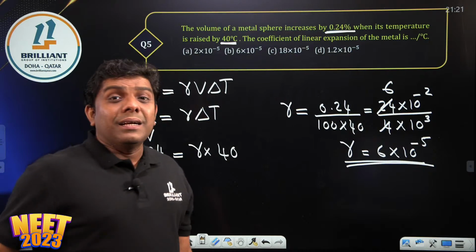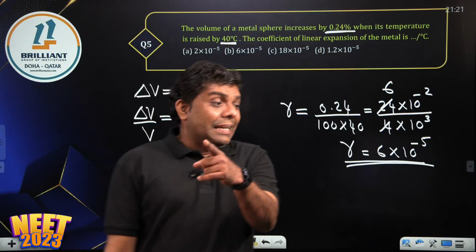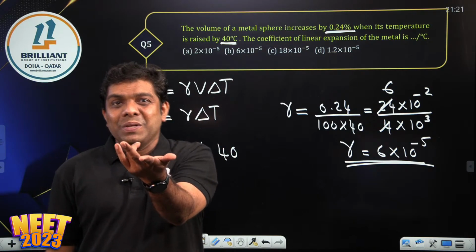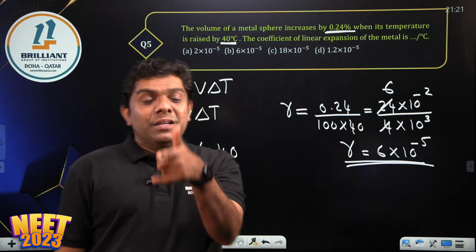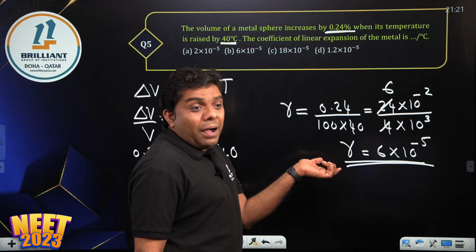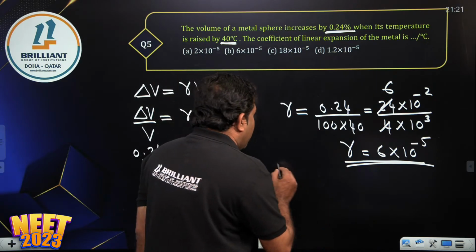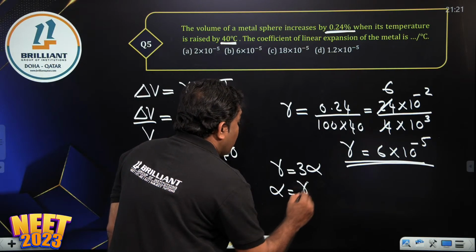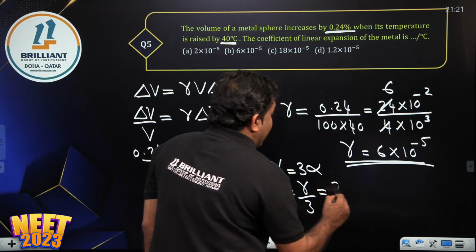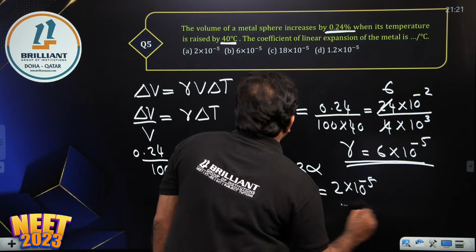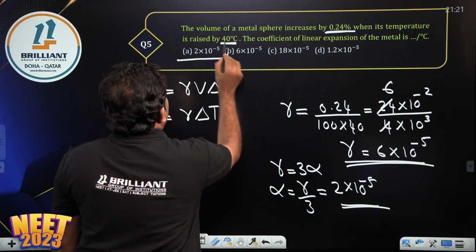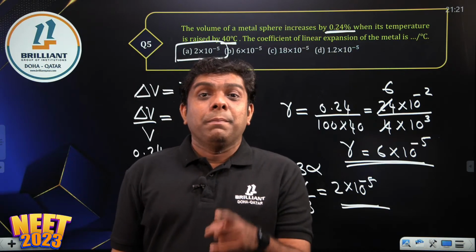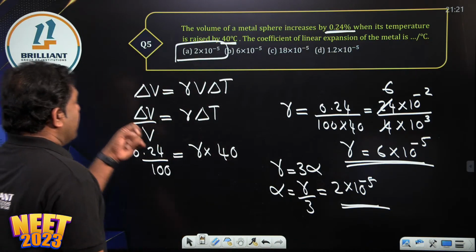But they are not asking for gamma in this question. Please see, they are asking for the coefficient of linear expansion. Linear expansion is alpha, so I want to find alpha. If you have gamma, how do I find alpha? We know the relation: gamma is equal to 3 alpha, so alpha is equal to gamma by 3. So we can say 2 into 10 raised to minus 5 is the value of alpha, per degree Celsius. So that's question 5.